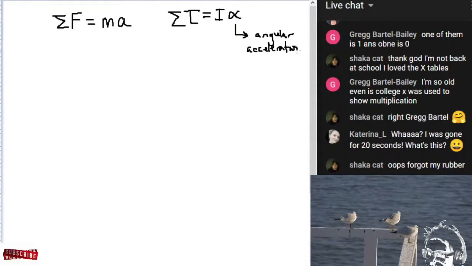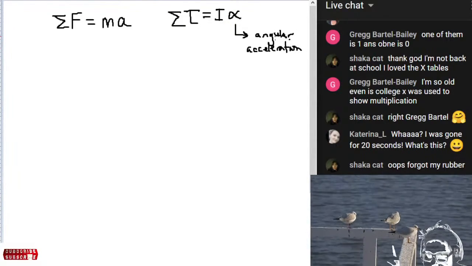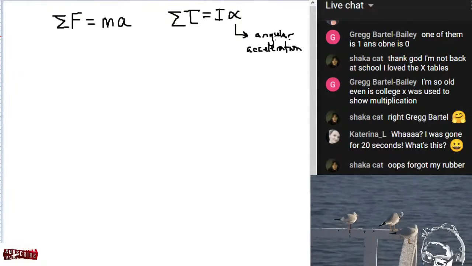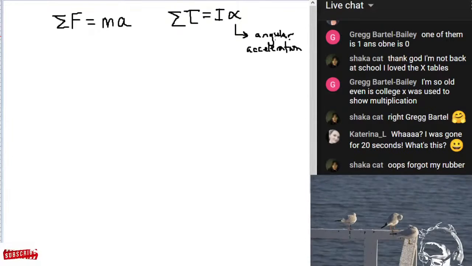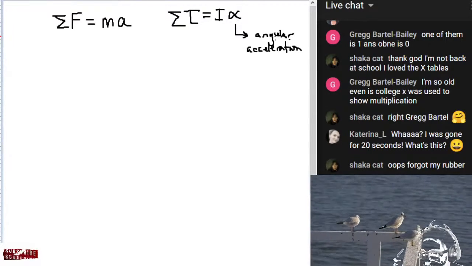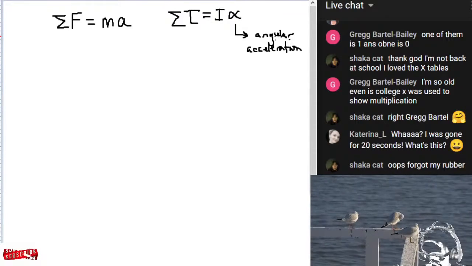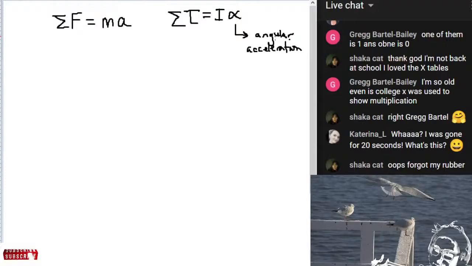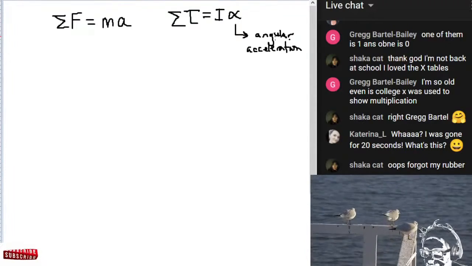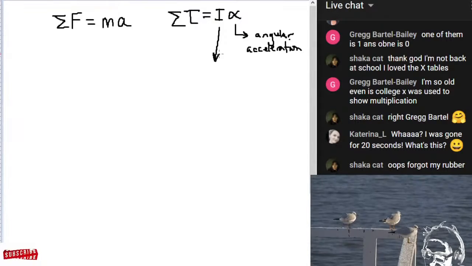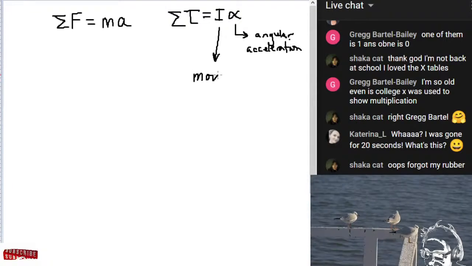So if something is speeding up or slowing down as it's rotating, think about a clothes dryer. When you press start, it starts off at rest and then it accelerates up to a maximum angular velocity. This I is something new. This is called the moment of inertia.